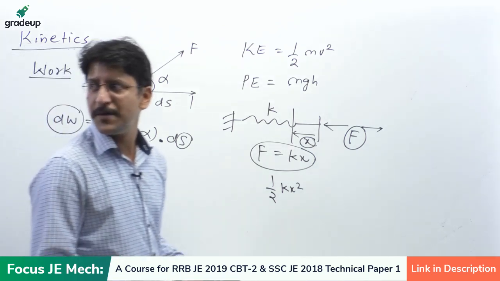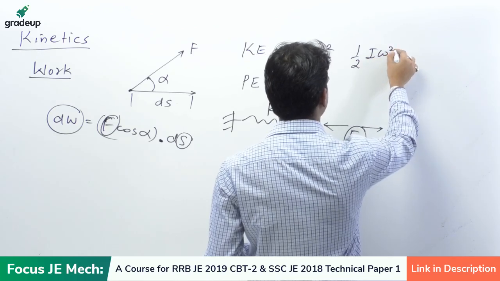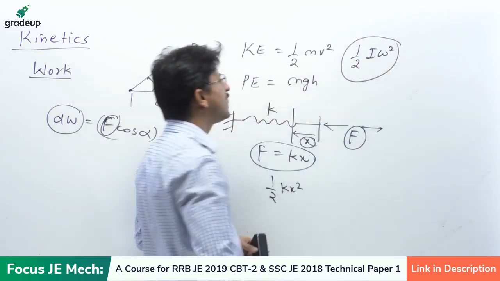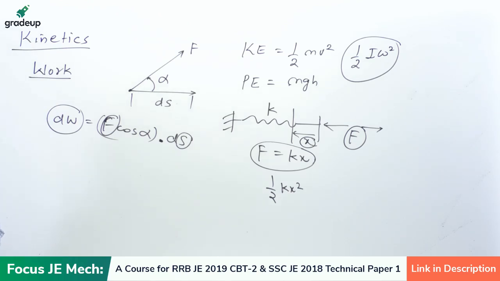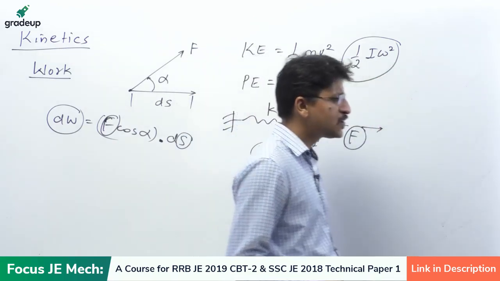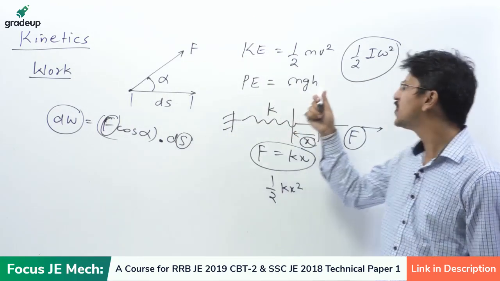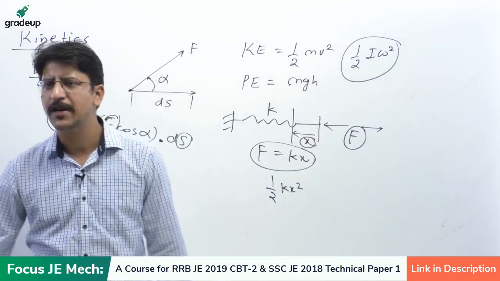This is basically for a linear motion, and if we talk about circular motion, this becomes half I omega square, where I is your moment of inertia and omega is your rotational speed, or angular velocity you can say.